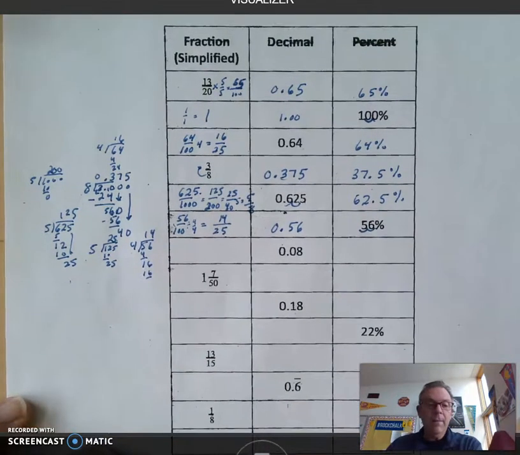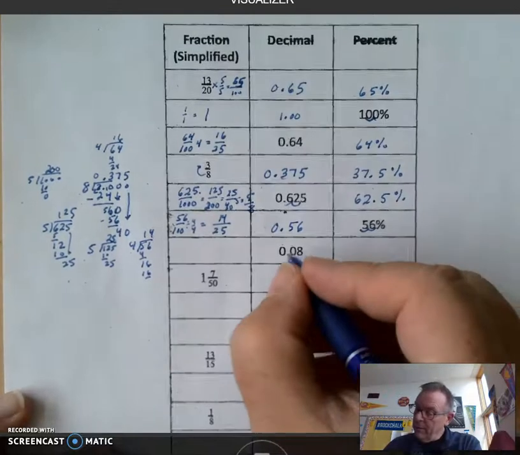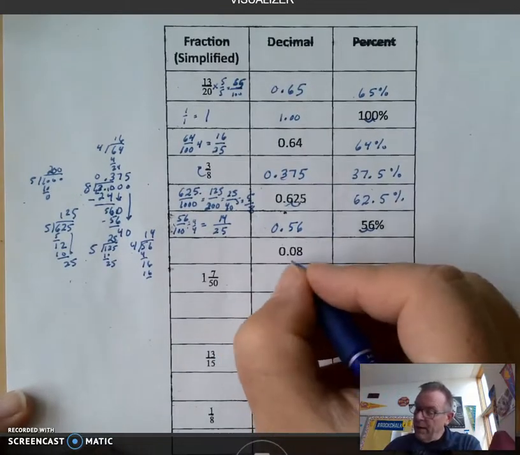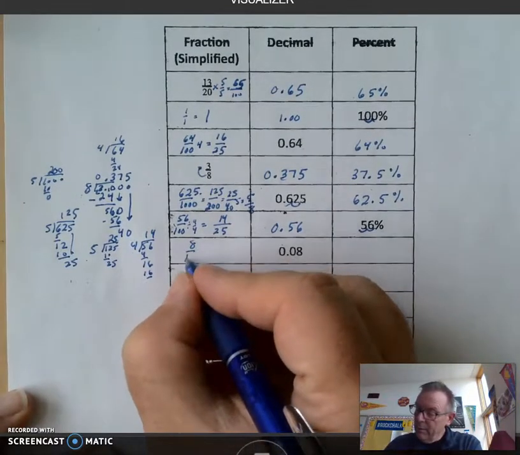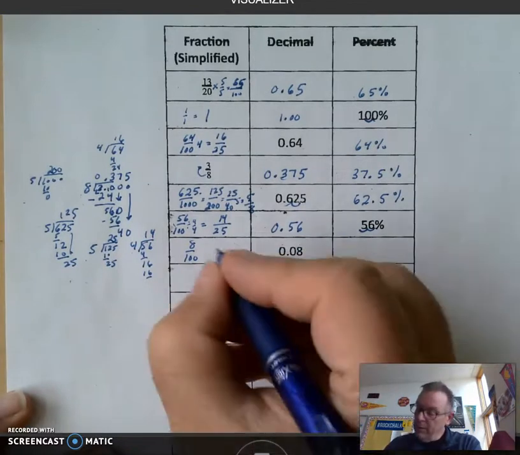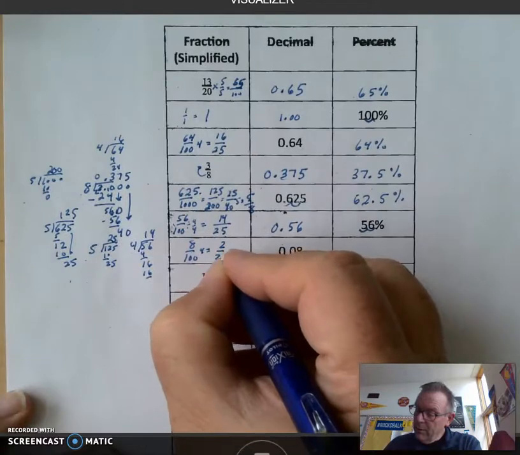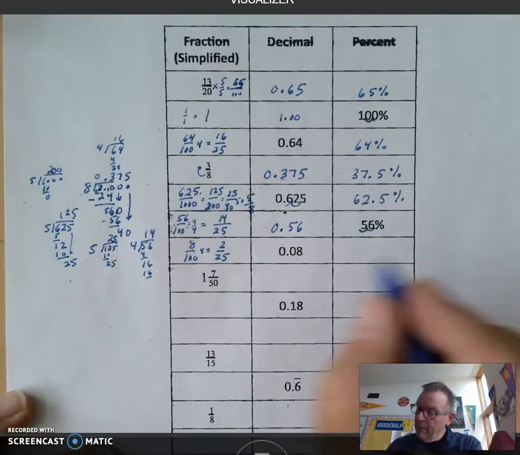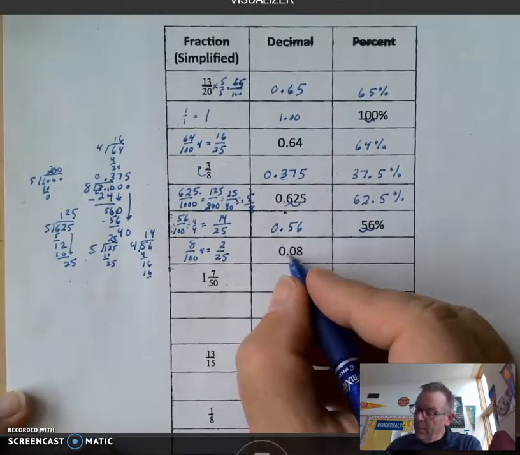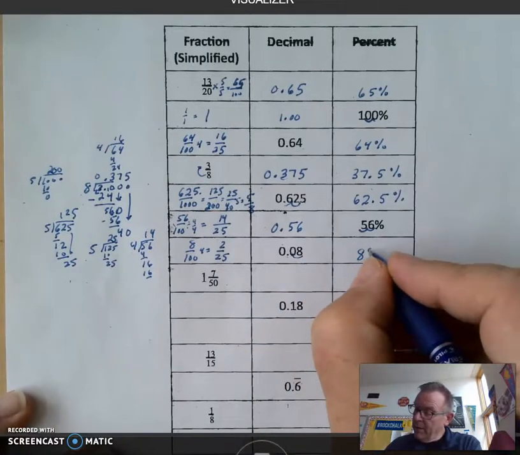Okay. Next, again, read it first, 8 hundredths. We can reduce it. 4 is going to give us 2 over 25. Take the decimal, multiply it by 100, we end up with 8%.